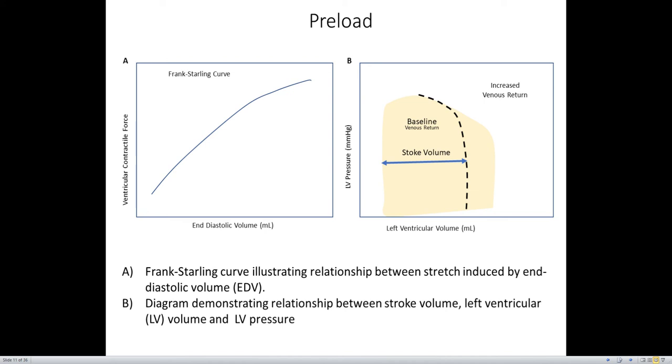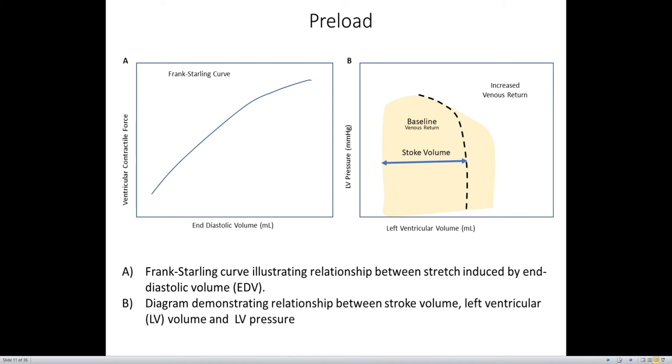But of course, there's a threshold, like I mentioned before. If we have just the right amount of myosin-actin associations, we're going to have a really strong contraction. But if we keep filling the ventricles and we pull those myosin-actin heads apart, that's when we lose that contractile force because we don't have as many myosin-actin associations.